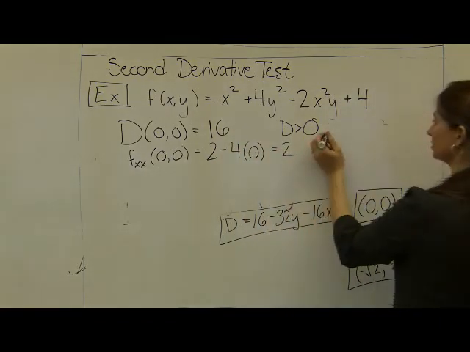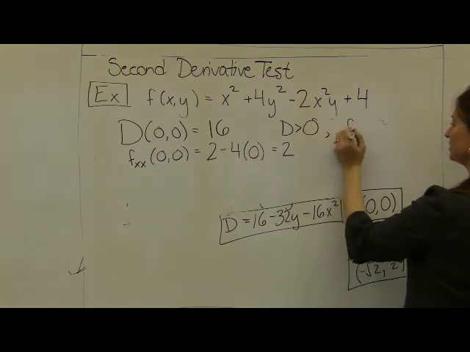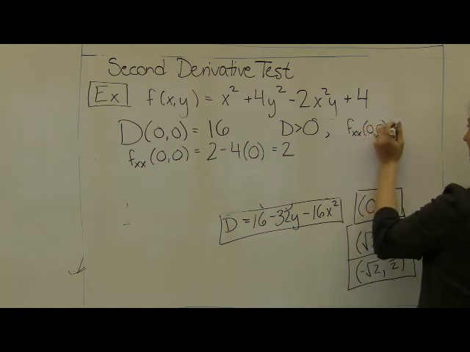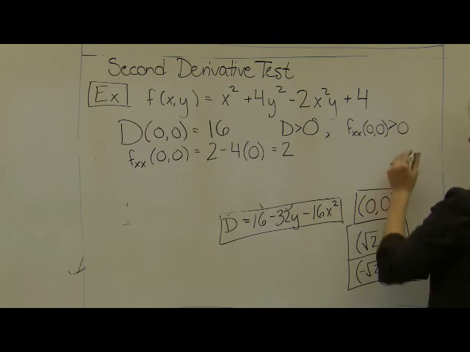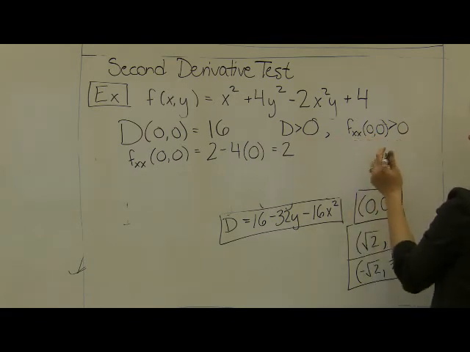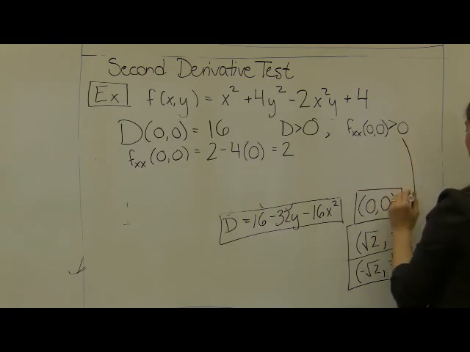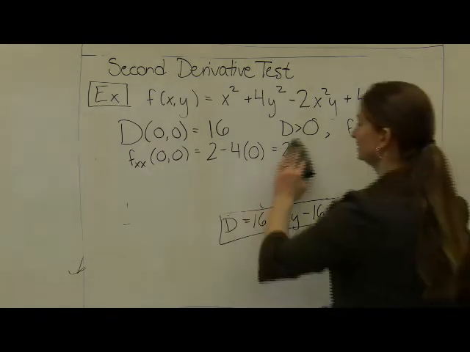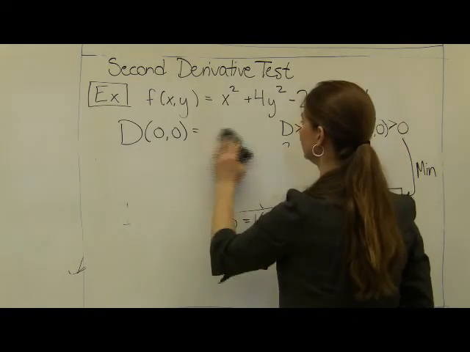So we just found that our discriminant is bigger than 0, and our second derivative with respect to x at 0, 0 is greater than 0. So that means that our 0, 0 point is a min. Nice. So we evaluated one of the points. Let's go ahead and evaluate the final 2.